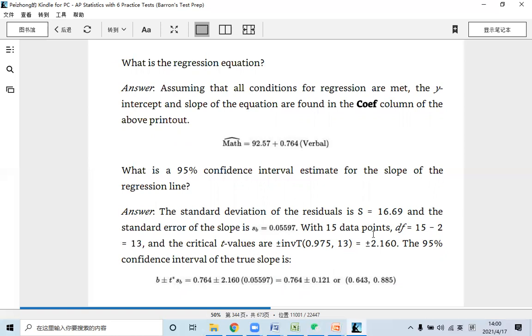And then 90, so here, this is the critical value. A 95% confidence interval would give you the cutoff t value of 2.16. That's based on the degrees of freedom: 15 data points minus 2. Why minus 2? Because you have two variables, math versus verbal test.